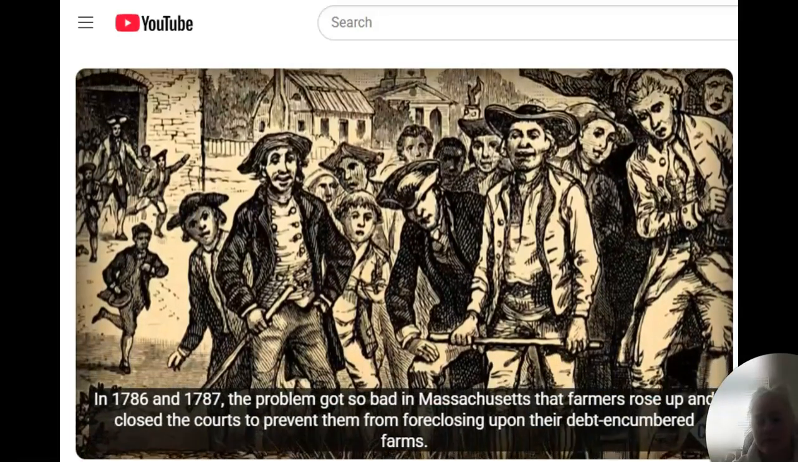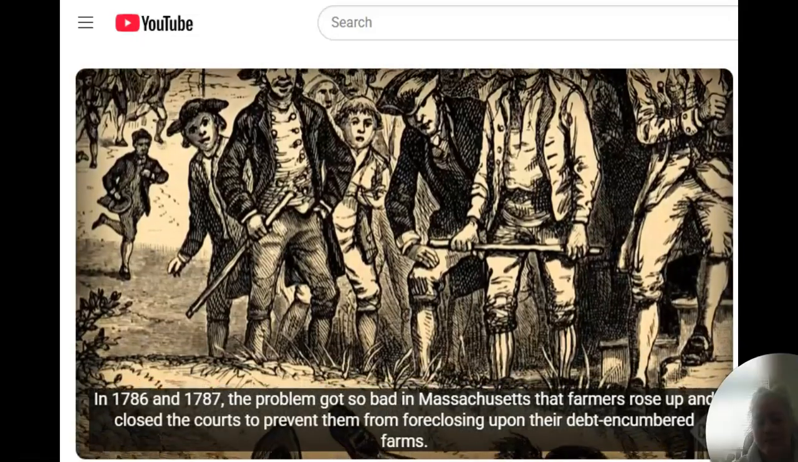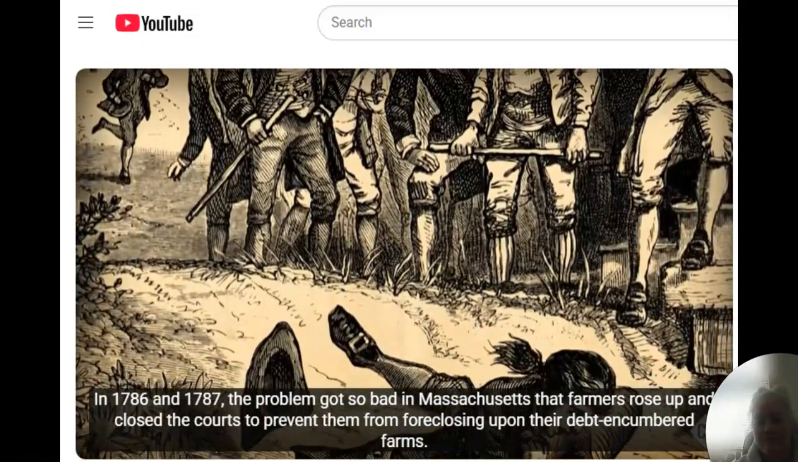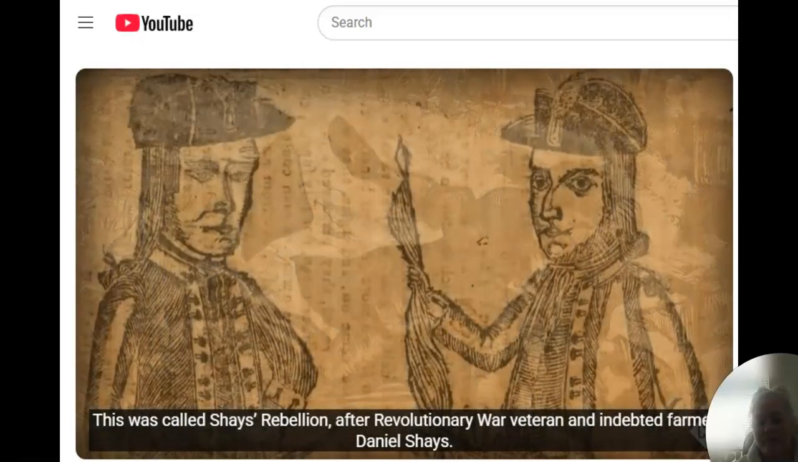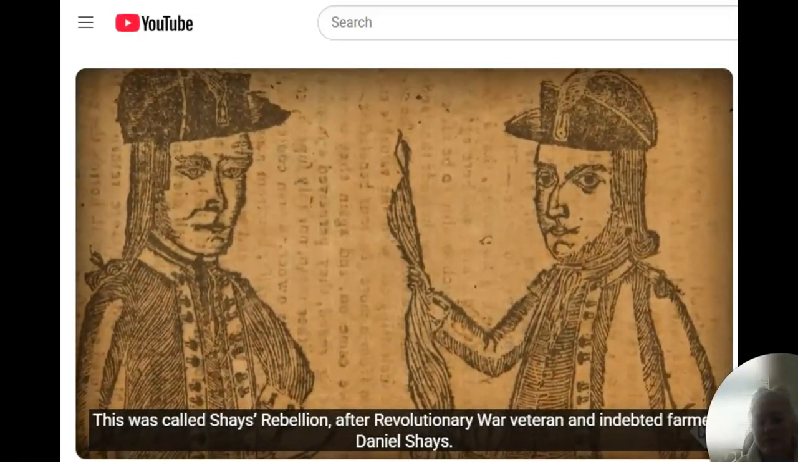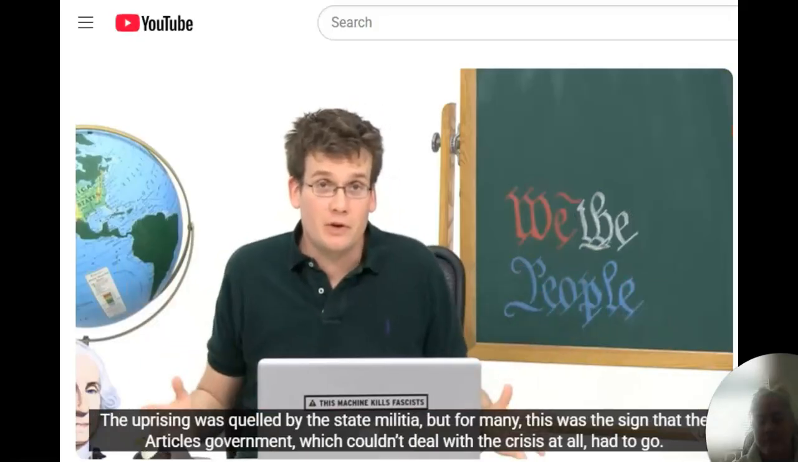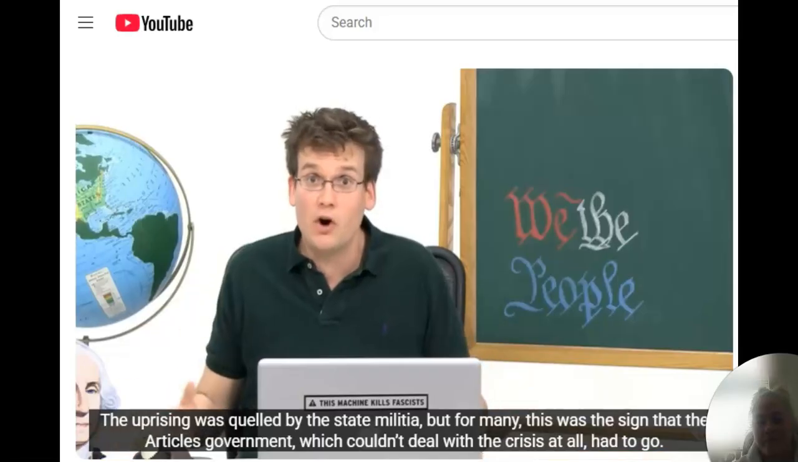In 1786 and 1787, the problem got so bad in Massachusetts that farmers rose up and closed the courts to prevent them from foreclosing upon their debt-encumbered farms. This was called Shays' Rebellion, after Revolutionary War veteran and indebted farmer Daniel Shays. The uprising was quelled by the state militia, but for many, this was the sign that the Articles government, which couldn't deal with the crisis at all, had to go.